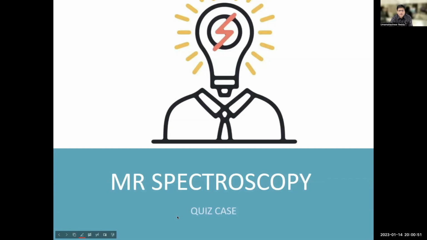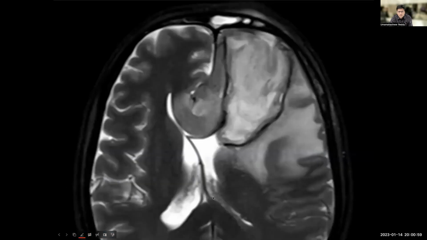Hi, hello, welcome back. Let us discuss an interesting MR spectroscopy case. This is a 60-year-old male patient who presented with a seizure episode. MRI was performed for his evaluation.